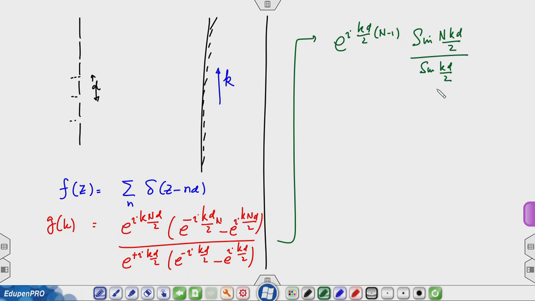If I take the mod square of g k, this comes out to be sine square n k d by 2 divided by sine square k d by 2. Now, let us do physical interpretation.